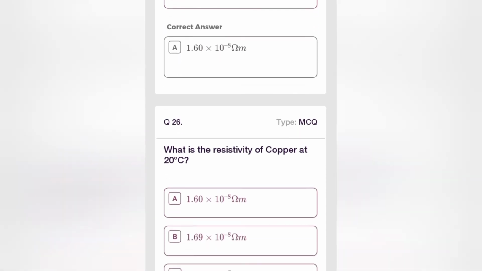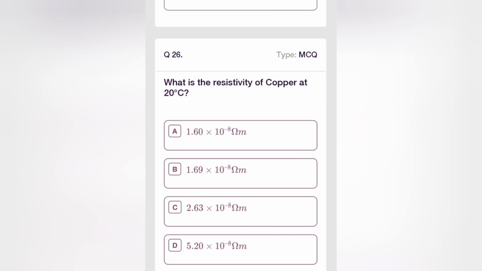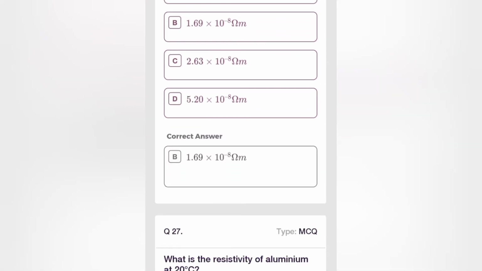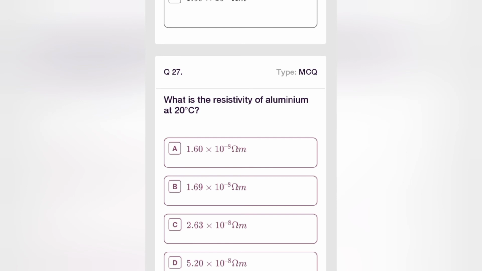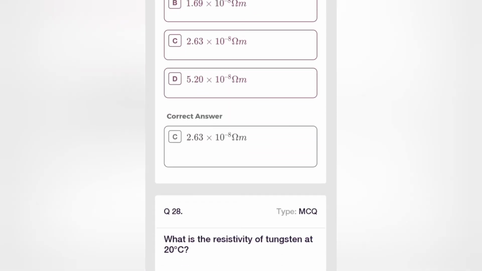What is the resistivity of the copper at 20 degrees Celsius? It is 1.69. A little higher resistivity when compared to that of silver. It is 1.69 into 10 power minus 8 ohm meter. What is the resistivity of aluminium at 20 degrees Celsius? It's going to be 2.63 into 10 to the power minus 8 ohm meter. Option C is the correct answer.